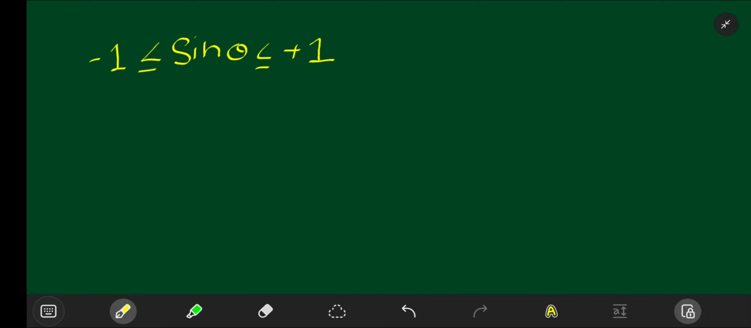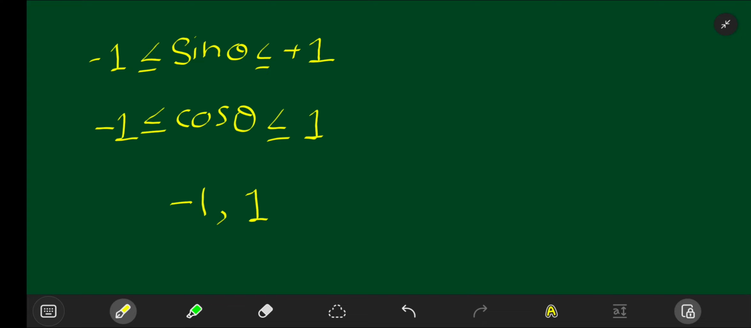Similarly, cos theta is also between -1 to +1. Its range is also between -1 to +1. Its range is also written as -1 comma +1 in closed brackets.